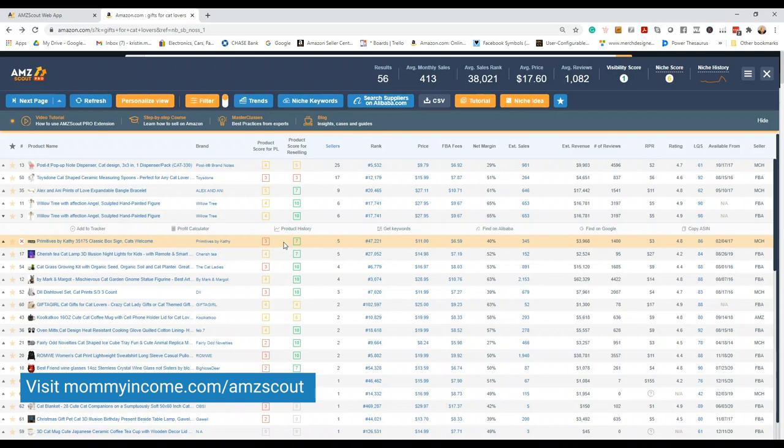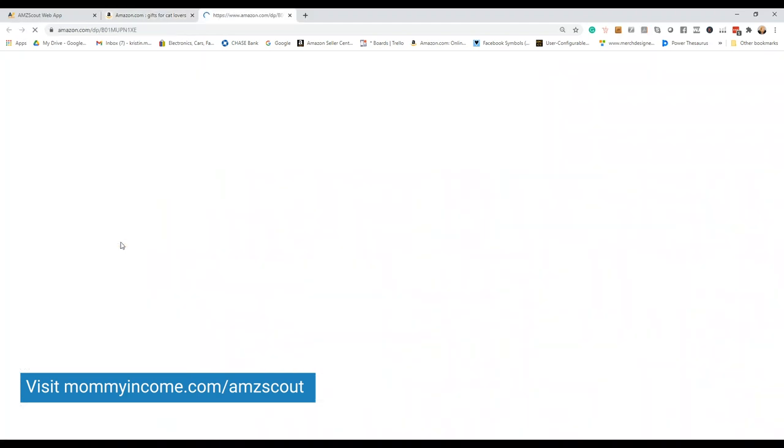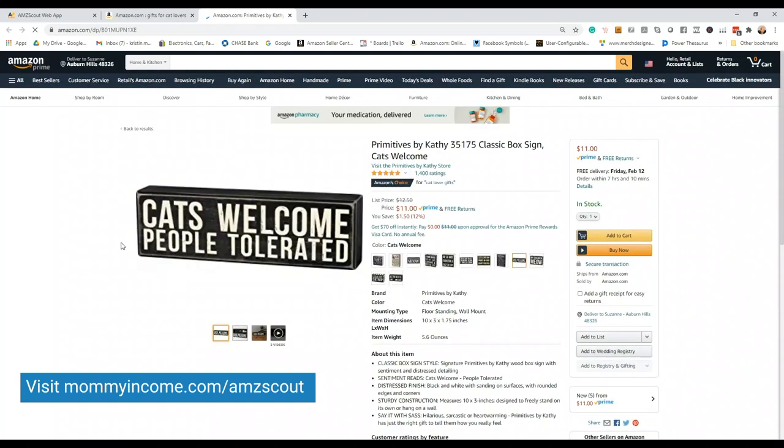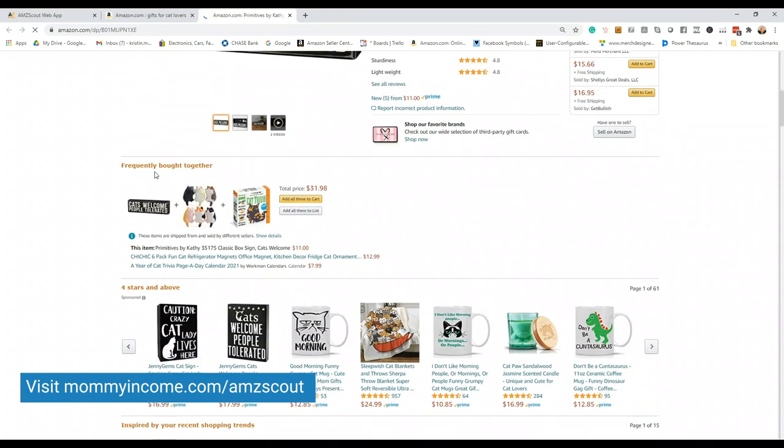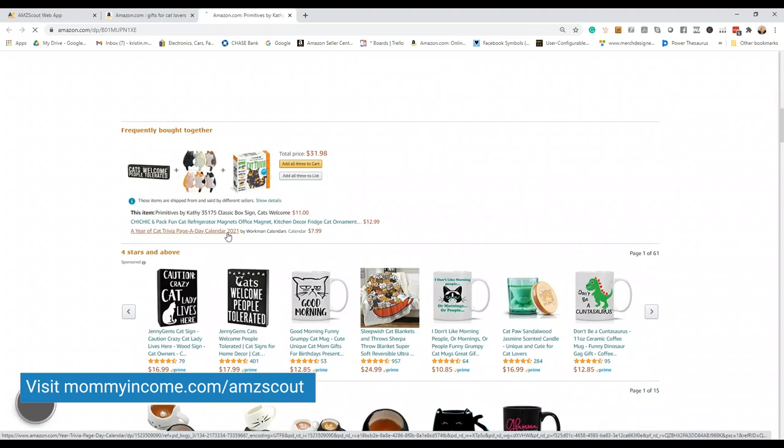However, this is where the bundle comes in. So you open this particular item up, and it brings up the Amazon page. This is where we see we already have a good selling product out there that we found for cat lovers. Now we're going to look at the frequently bought together. As you can see, this one is among other signs that talk about cats and cat things, gifts for cat lovers, right? People who are buying gifts for cat lovers have also bought these other things as well. They've got these at-a-glance cat calendars, these refrigerator magnets, and things like that.